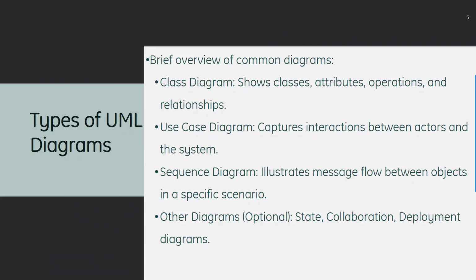Next, what are the types of UML diagrams? So firstly, a brief overview of common diagrams. Firstly, we have class diagrams. This shows classes, attributes, operations and relationships. Then we have use case diagrams. We can capture interaction between actors and the system. Then we have sequence diagrams, which illustrate message flow between the objects in a specific scenario. And other diagrams include state, collaboration and deployment, etc.